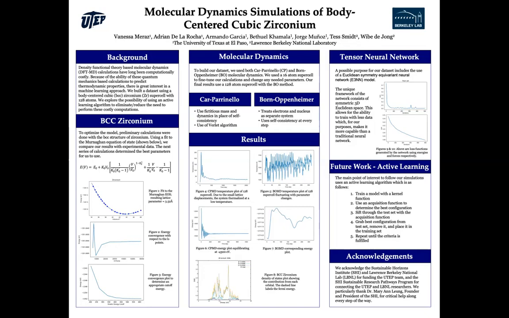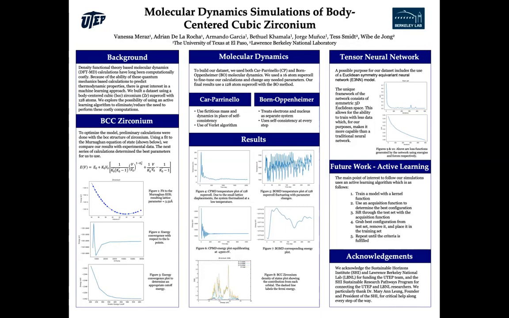Then our next set of calculations focused on optimizing the accuracy of the k-points and the cutoff energy. After these values converged nicely, we were able to set up the molecular dynamics calculations. We had a structure of 128 atoms in the supercell, and we used two methods for the dynamics.